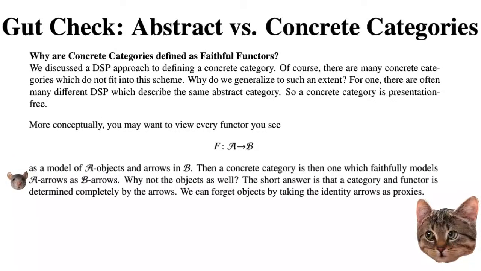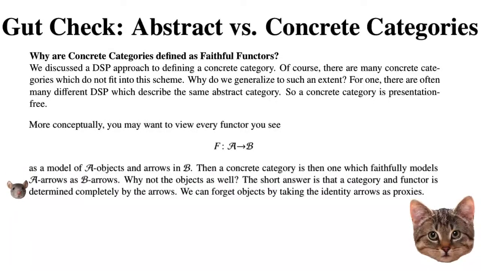Why not the objects as well? Well, the short answer is that a category and functor is determined completely by the arrows. We can forget objects by taking the identity arrows as proxies, and so you can actually define a category just in terms of the arrows.